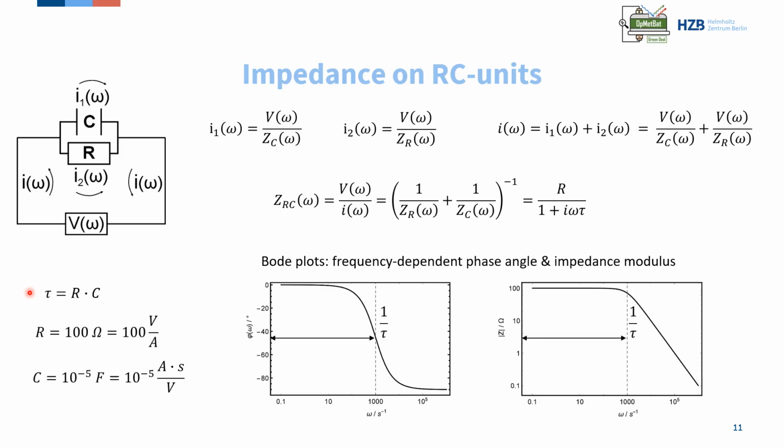In a practical example of an RC unit with a resistor of 100 ohms and a capacitor of 10⁻⁵ farads, the phase angle upon frequency decreases asymptotically around the inverse of tau, from 0 to -80 degrees, and the impedance modulus decreases from 100 to 0.1 ohms. Therefore, capacitors at higher frequencies above 1 divided by tau can be considered as good conductors.